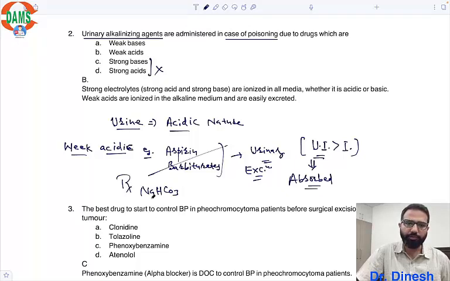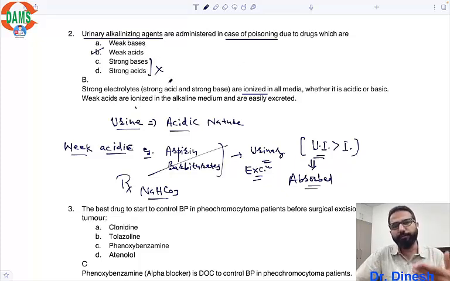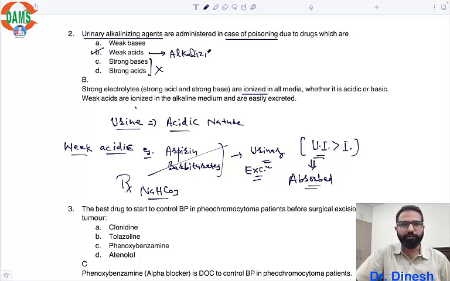Soda bicarb is the alkalinization of the urine. So urine alkalizing agents like sodium bicarbonate injection are used in the treatment of weak acidic poisoning. Strong electrolytes are not used because they are ionized in all media, whether acidic or basic, so they cannot be excreted easily. Only weak acids or weak bases have this role. So for weak acids we use alkalinization of urine, or for weak bases, acidification of urine.